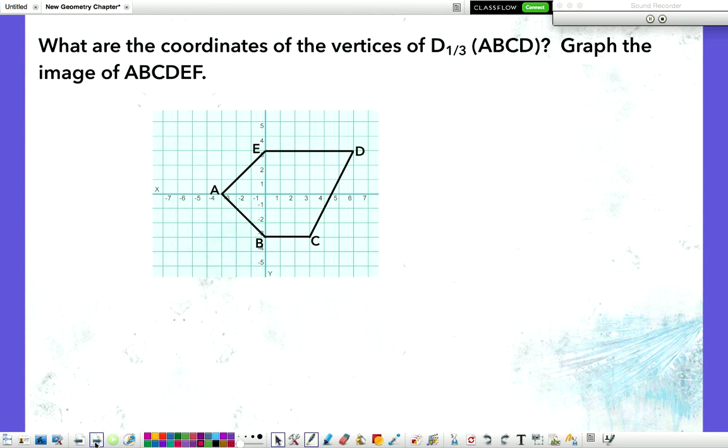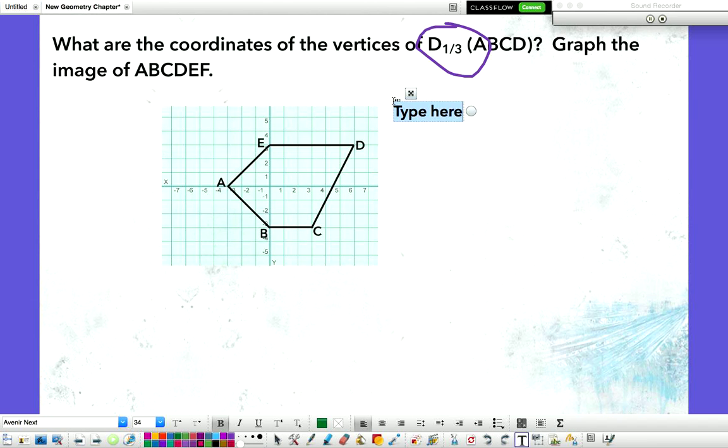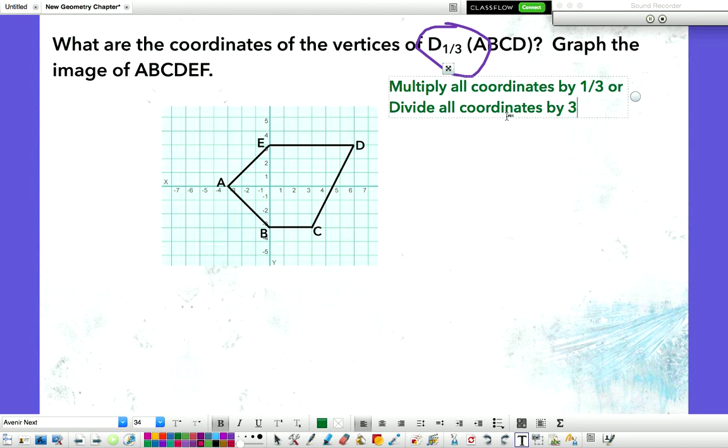Okay. Oh, this one looks fun. Okay, we're going to dilate this by 1/3. Well, what does that mean? I'm going to multiply all coordinates by 1/3, or divide all coordinates by 3. I always just divide. I think it's easier.